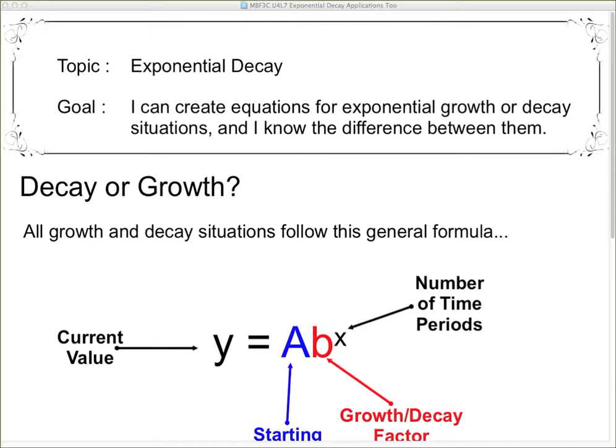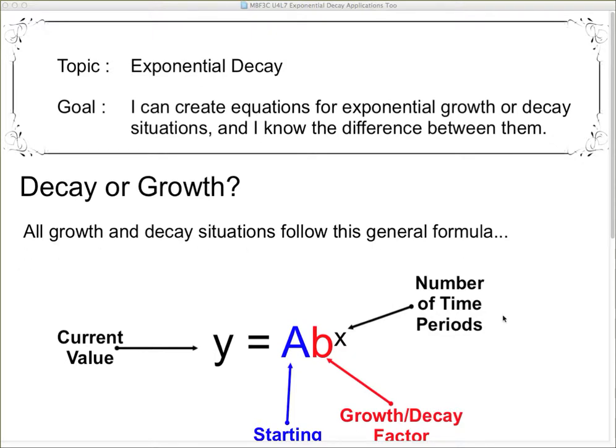Today we are going to create equations for exponential growth or decay situations, and I know the difference between them. So, can you pick out a growth situation as opposed to a decay situation? Growth or decay? Decay or growth? That is the question we are dealing with.